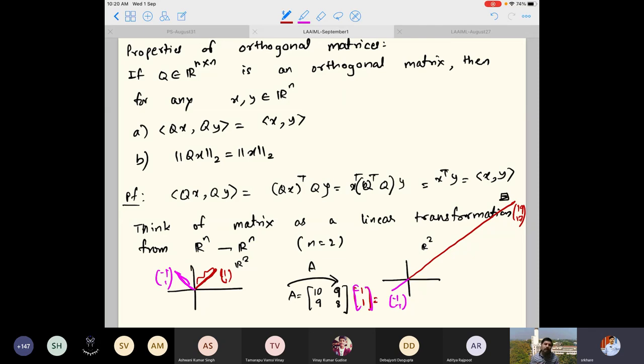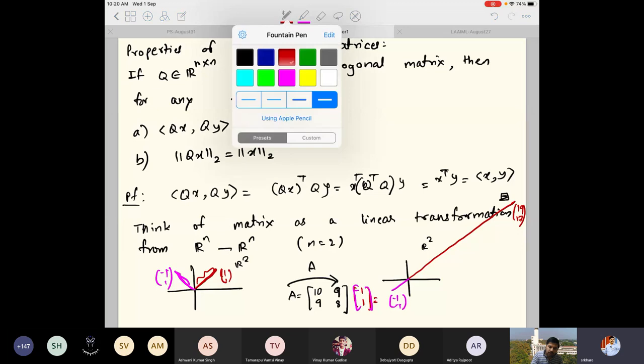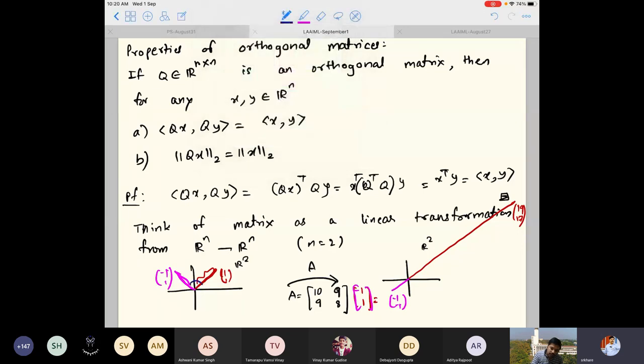The second thing I want you to observe is the angle between these vectors (-1, 1) and (-1, -1). What is the angle between these two vectors? This is 90 degrees.